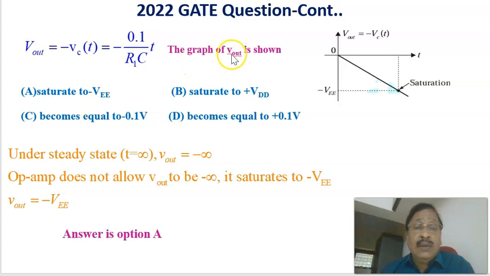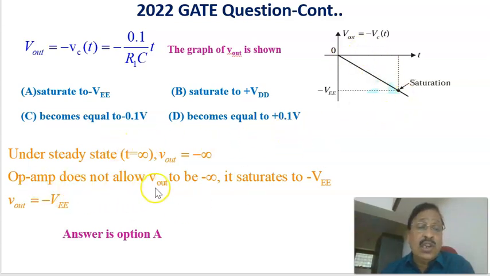And the graph, this V out is shown here as time at the infinity, or after some times, that gets saturated to the biasing voltage. Therefore, here under steady state condition at time t equal to infinity, V out will become, as per this one, equal to infinity.